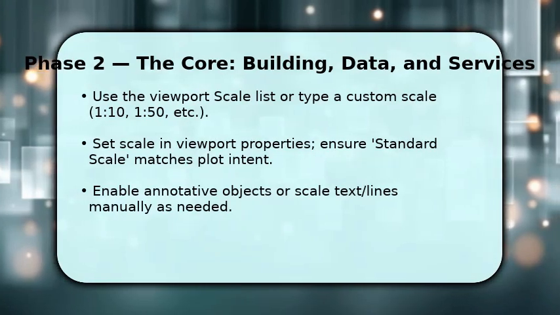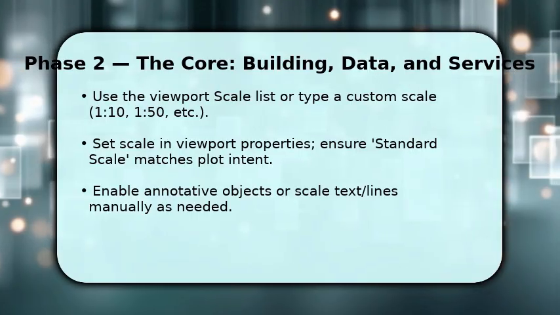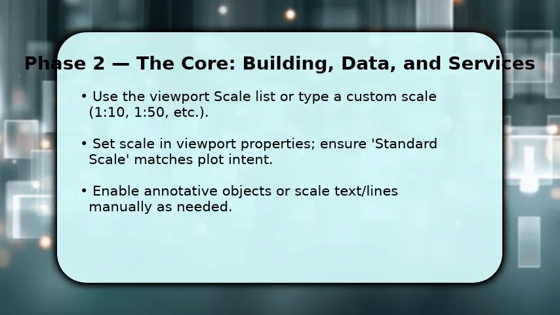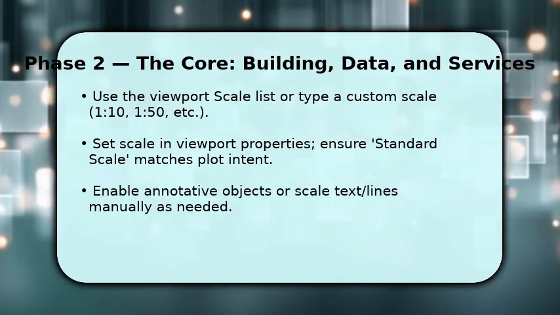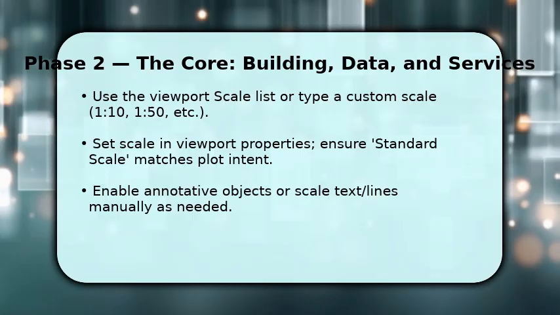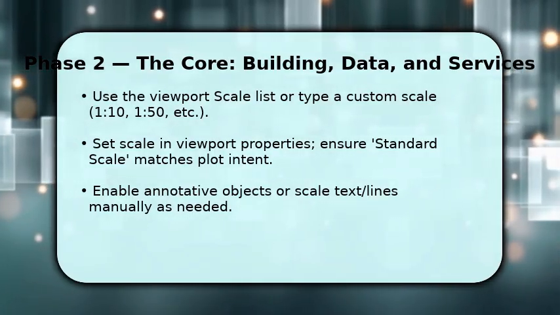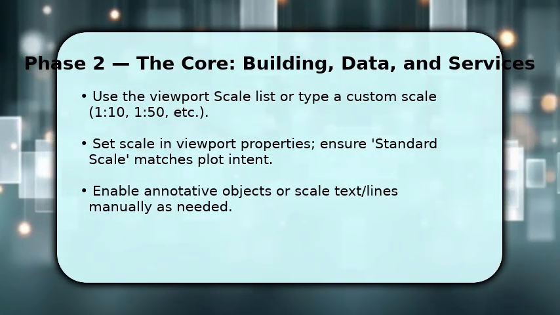With the viewport active, use the scale control on the status bar or the viewport properties to pick the exact scale. Choose a standard ratio like 1:10 or type a custom factor. This is the only reliable way to change drawing to paper ratio because it directly maps model units to paper units. Once set, toggle annotative objects so text and dimensions update automatically. Otherwise, rescale annotation layers manually.